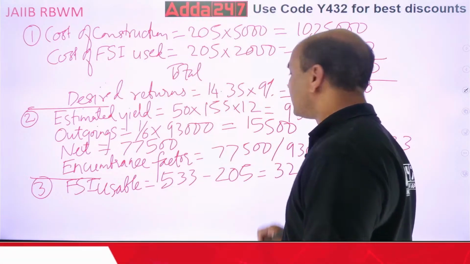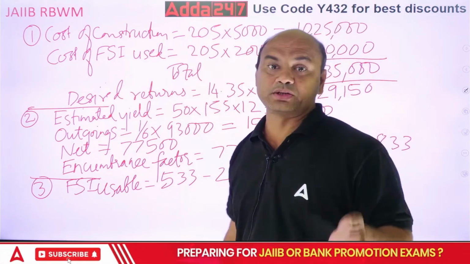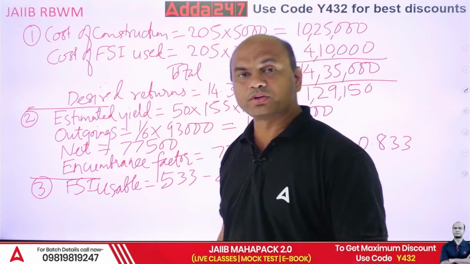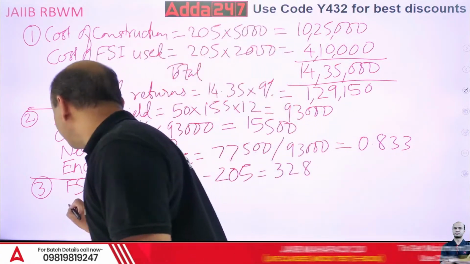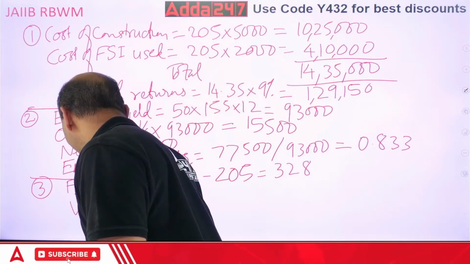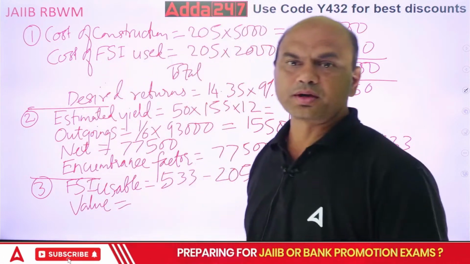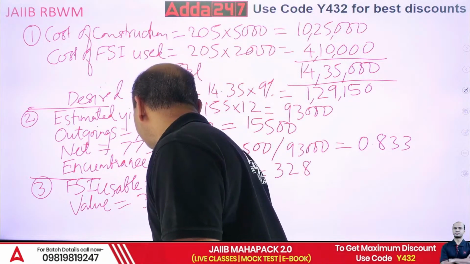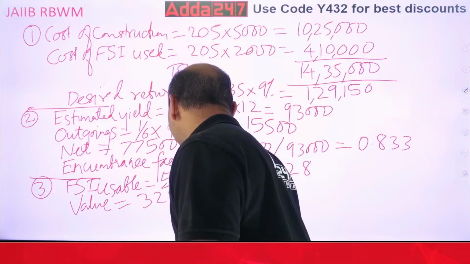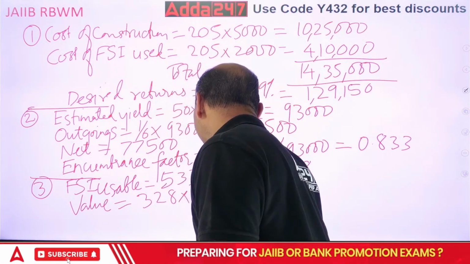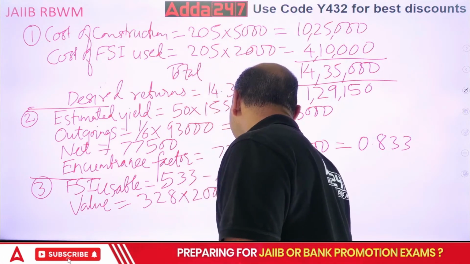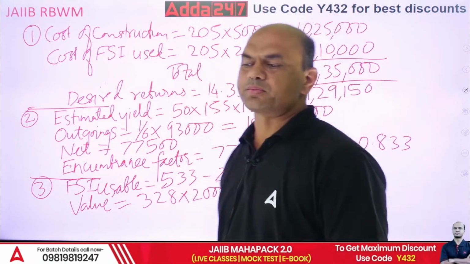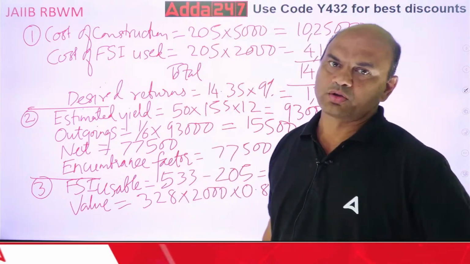Now, value of the usable FSI. You don't want FSI. You want value of the usable FSI. So, value of the usable FSI is what? Value equals this 328 multiplied by 2000, multiplied by 0.83, encumbrance. So what are you getting as the answer? Multiply this with 0.83. You must get it.